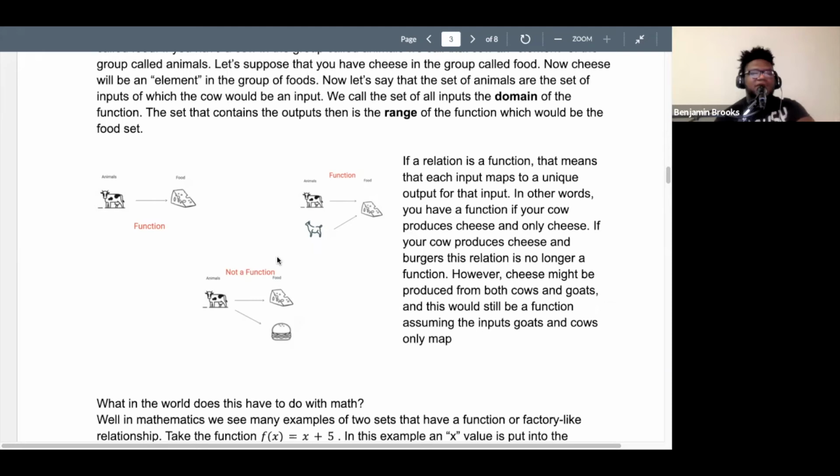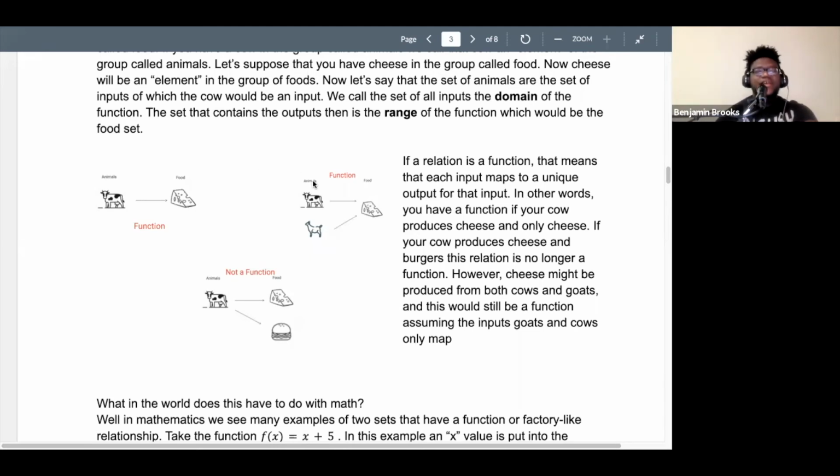What in the world does that mean? Suppose we have two sets, a set of animals and a set of food. A function would be this mapping from cows to cheese. Basically, cows go into this function, cheese comes out of the function. That is a very simple function, but it's a function.